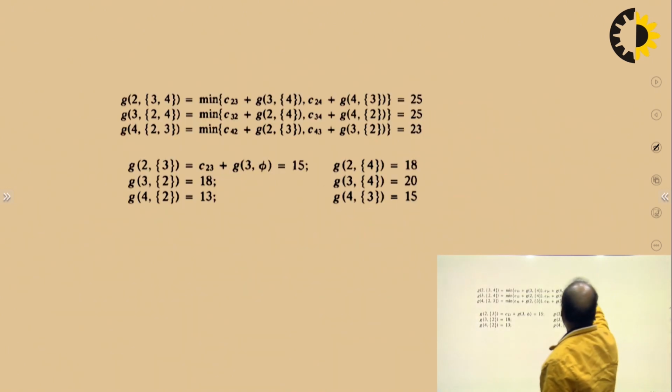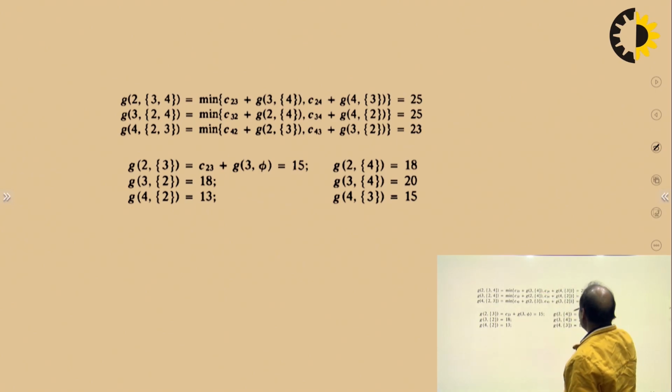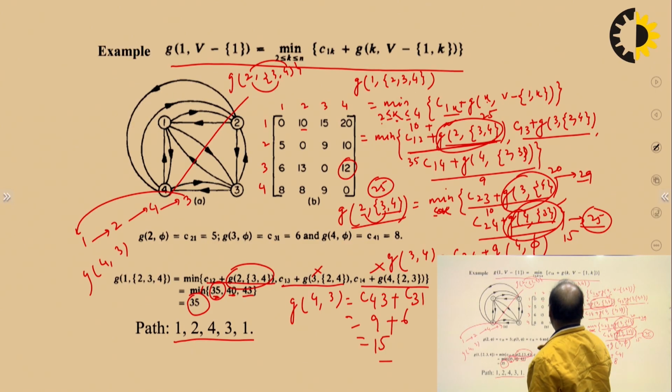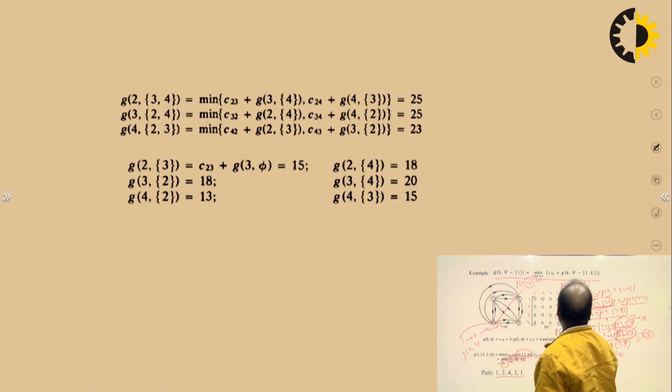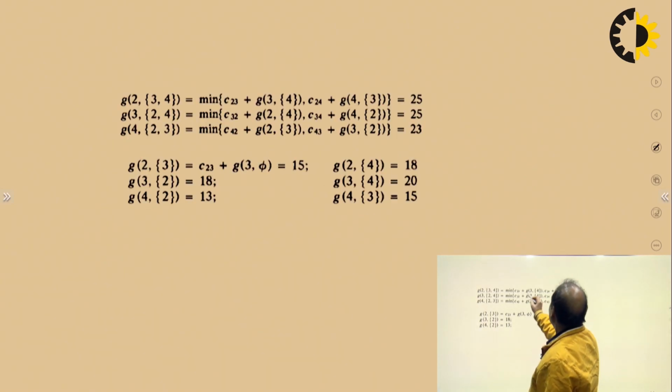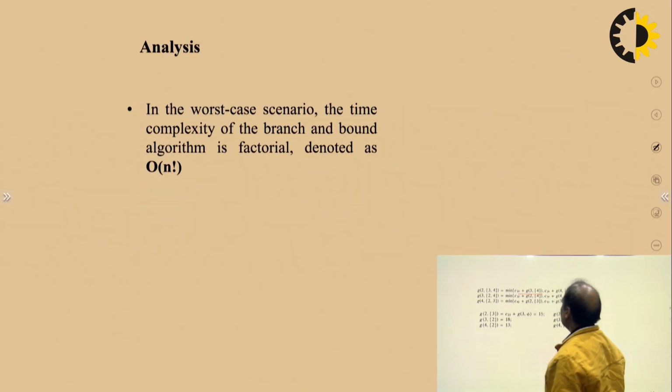Here is the rest of the computation. You can check it, like this previous computation. 3 to 4, this is given here. See 3 to 4, this is the one, the minimum is 25. All this computation you can verify, there is no problem.